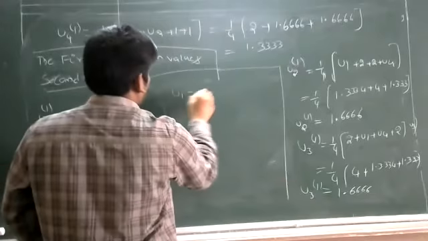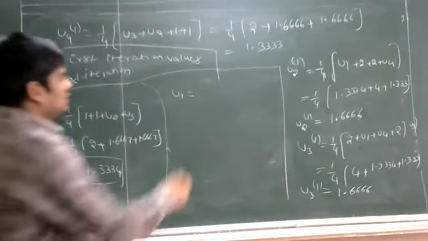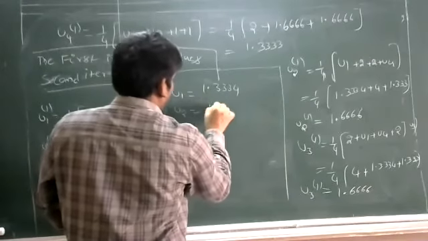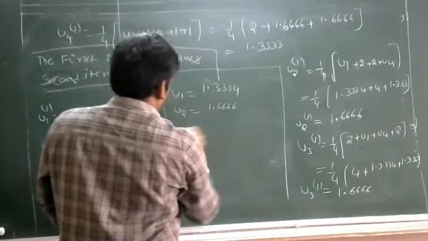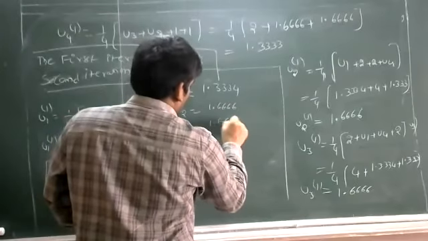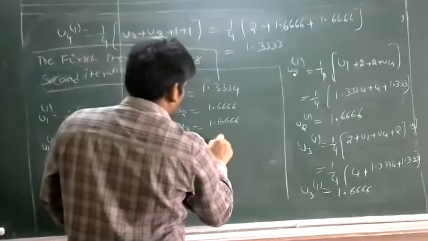What is u1? First iterative values. 1.334. Yes, 1.334. What is u2? 1.6666. Yes. What is u3? 1.6666. Yes. What is u4?